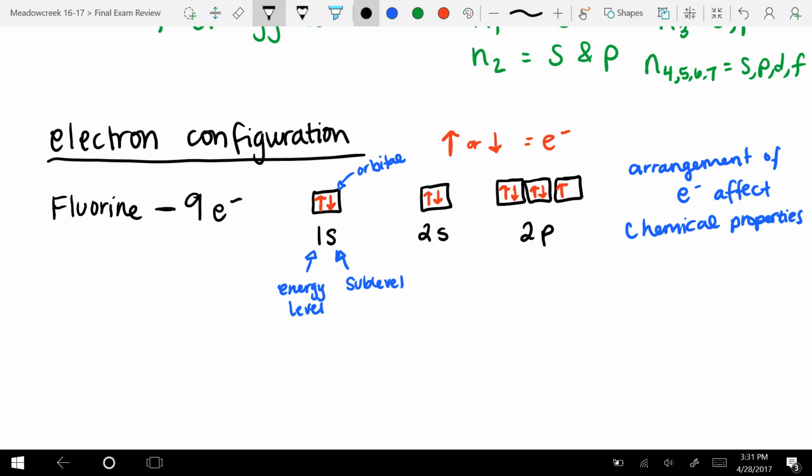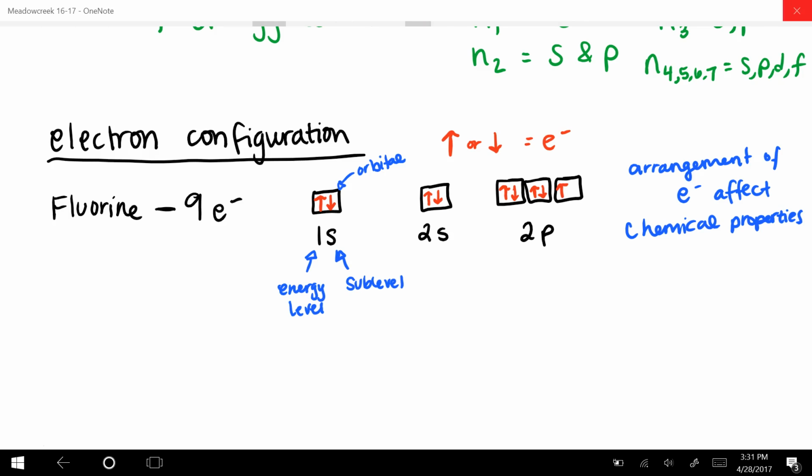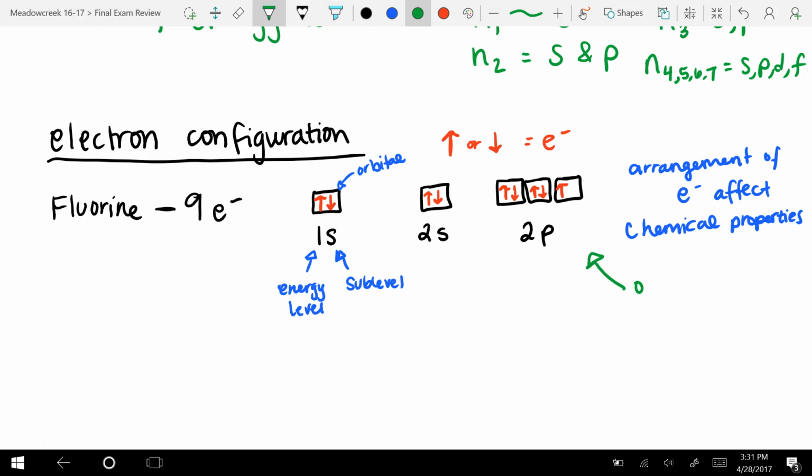Now we can also write this. You're like, drawing all those boxes every time? That seems crazy, and that's because, well, it is. Now this whole image here, these are called orbital diagrams. Diagrams meaning pictures. So if we're talking about the electron configuration, we're actually talking about writing it out.